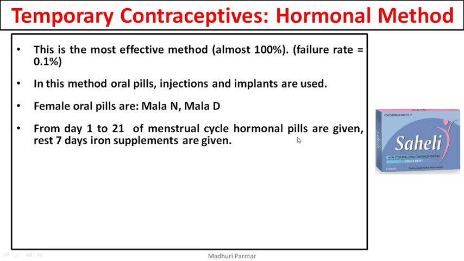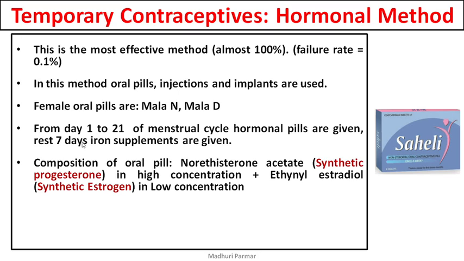So hormonal pills are not given every day. It will come in a pack of 28 pills, but from day 1 to day 21 the pills will be made up of hormones, while in the last 7 days the pills will be made up of iron supplements. Now, what is the composition of these oral contraceptives? You may be wondering what hormones are used. Now, these names are not very important, but one is known as norethisterone. As you can see from the 'sterone' that it is a steroid hormone.